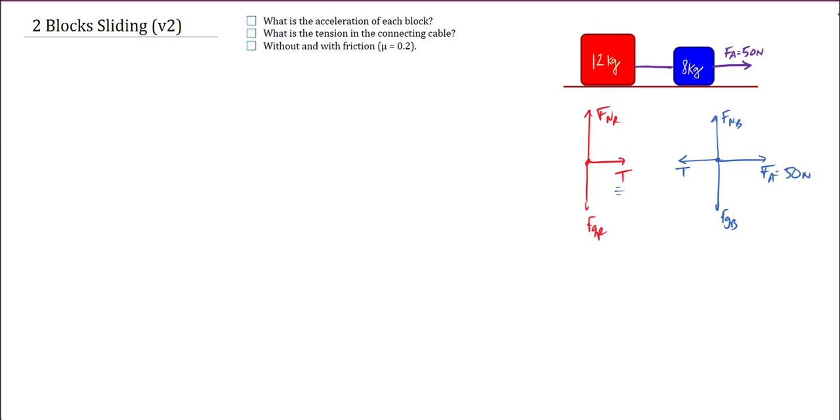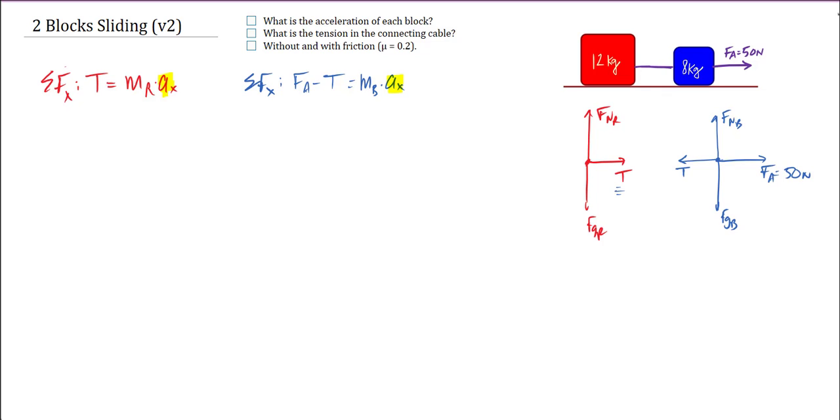Now, I'm not going to look at the y direction right now. Let's just look at the x direction so I can show you how one of our tricks ended up working out. So in the x direction, for the red object, the sum of the forces in the x is just the tension, and that's equal to the mass of the red object times the acceleration. For the blue object, we have the applied force minus the tension force equals the mass of the blue object times the acceleration. Again, remember we said the two accelerations are the same. That is still true. So we have two equations.